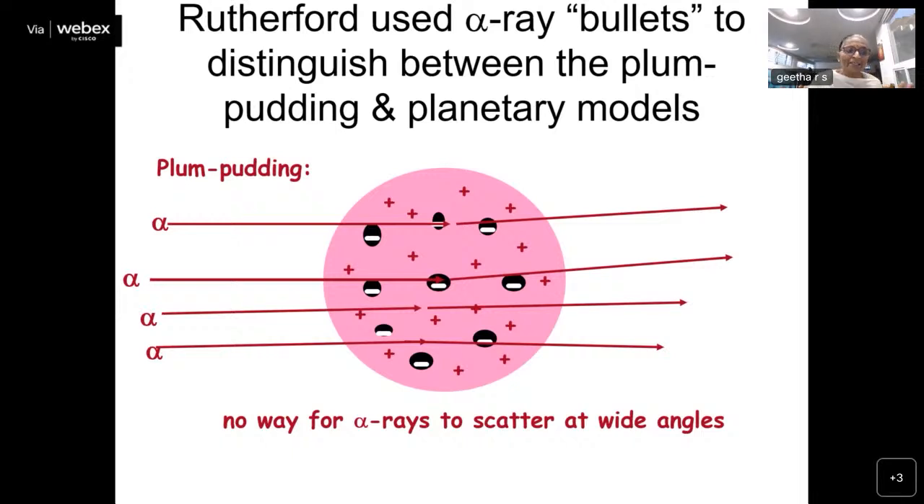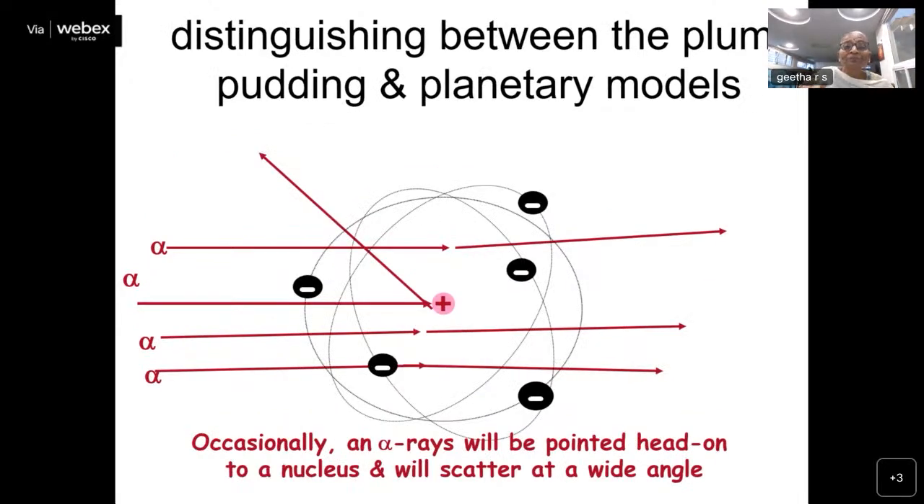The alpha ray scattering experiment is not giving you those results that you would expect if you had thought of it as a plum pudding model. Therefore, now this orbit looks possible. So that is why Rutherford's model is like this now. So plum pudding and planetary.